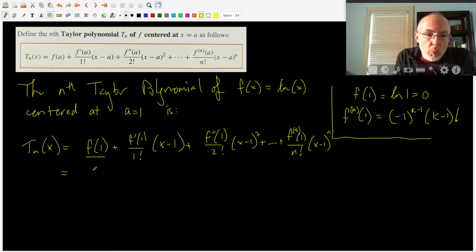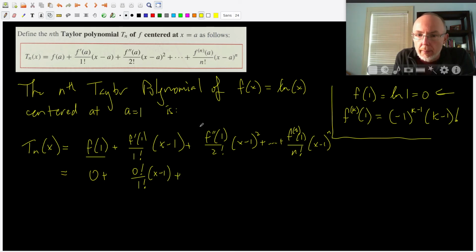So we know what f of 1 is. That's 0. We worked it out here. Now, what about the first derivative? The first derivative, that's when k is equal to 1. Plugging that in here, that gives us a positive, I believe. k is 1, this is negative 1 to the 0, and this is k is 1, so this is 0 factorial over 1 factorial times x minus 1.